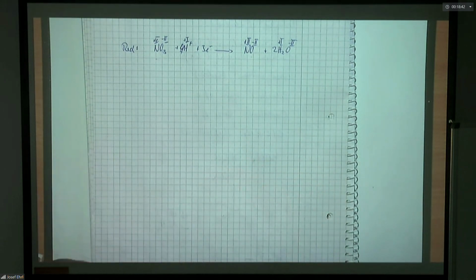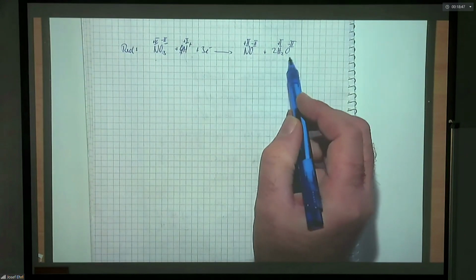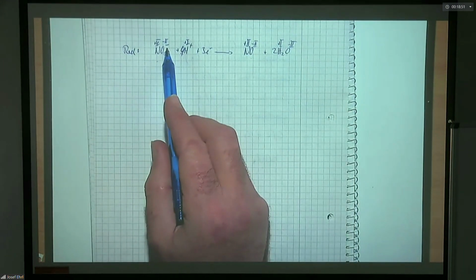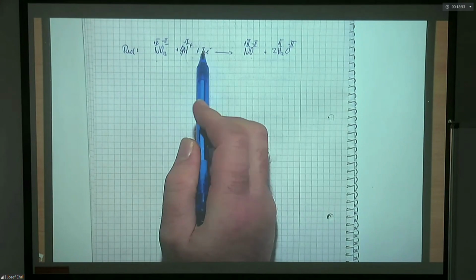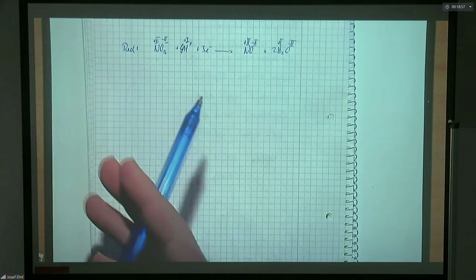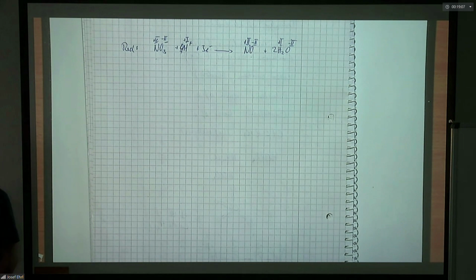And then when I also look at the charges, on the product side I see there are no charges at all. And on the educt side I have a negative plus 3 negative, there are 4 negative charges, and I have 4 positive charges in the proton, so I have also 0 net charge on the educt side. So this would now be the completely balanced reaction of the reduction of nitrate to nitrogen monoxide.